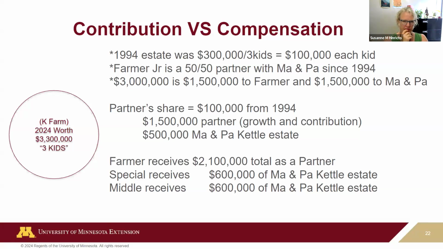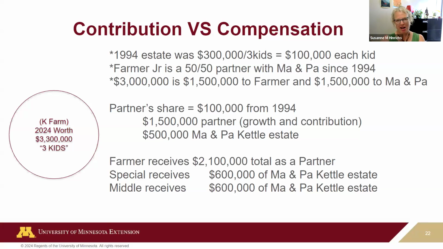So if you think about the partner's share, which is Farmer Jr., at the origination of the farm, his portion would have been about 100,000. Then we know that the partner right now, with growth and contribution, is at about 1,500,000. And then $500,000 would be the estate. So you really think about how you're going to divide up for each child, each heir, their inheritance.